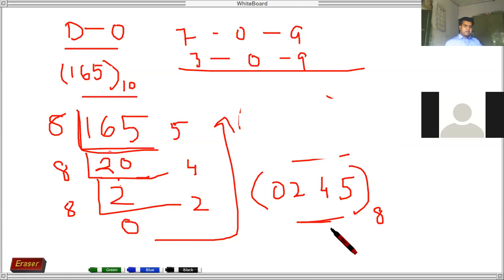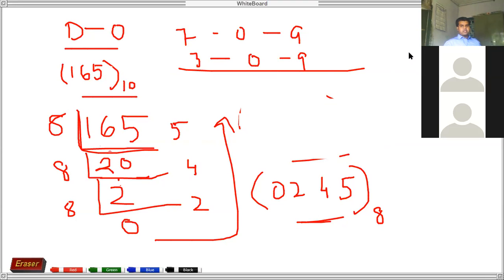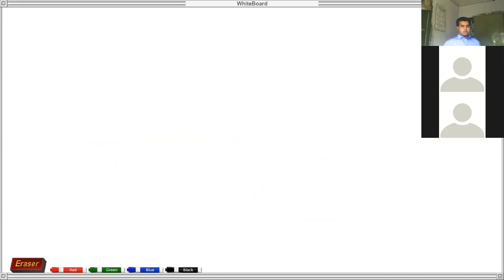Okay, now one more easy technique I will show you, but before that we will do decimal to hexadecimal first. Okay, has everyone understood this step? Yes, sir. Okay, so now first we will do decimal to hexadecimal.